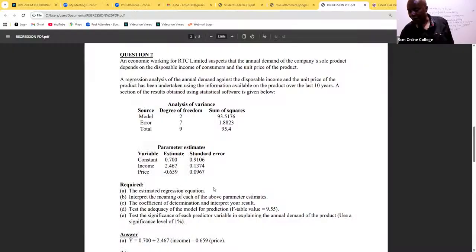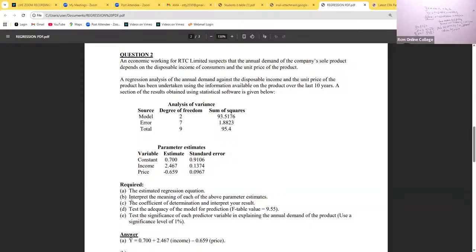They wanted us to interpret the meaning of each of the above parameter estimates, like 0.7. So 0.7 is constant demand, the demand which is guaranteed. If the income is 0 and the price is 0, the demand will stand at 0.7. What about this 2.467 gradient for income? When the income increases by 1 shilling, the demand goes up.